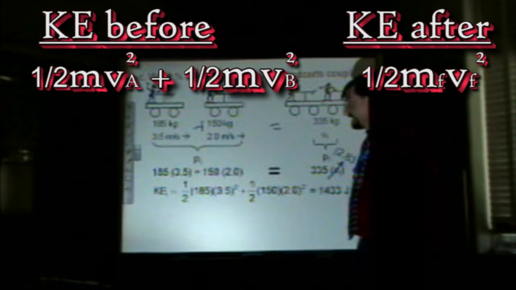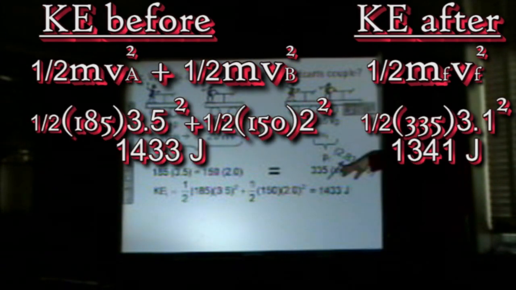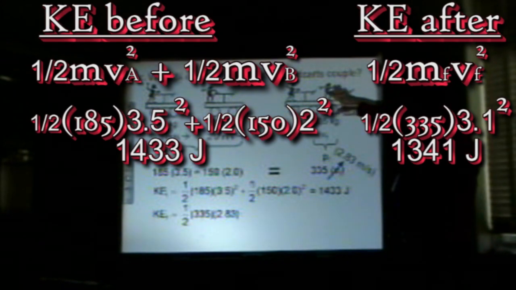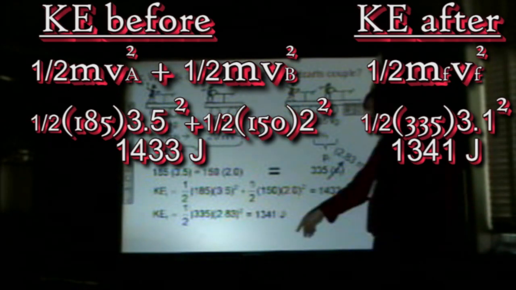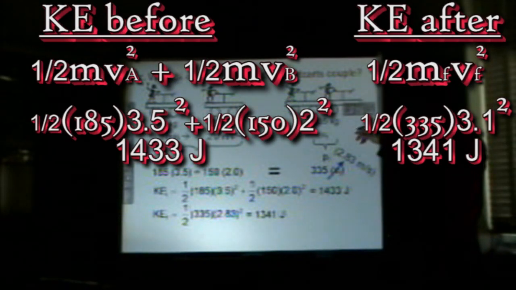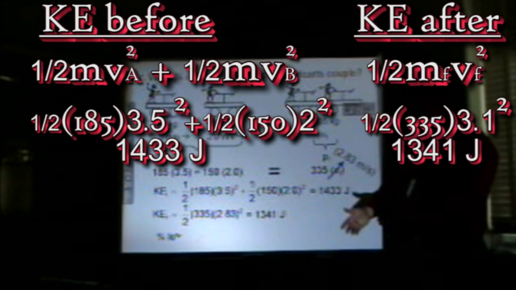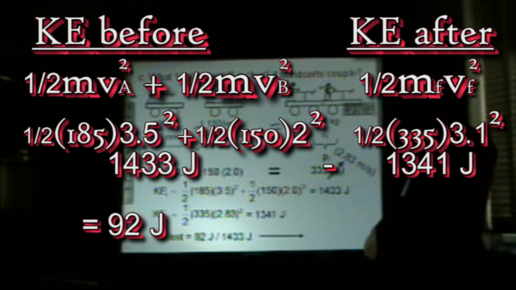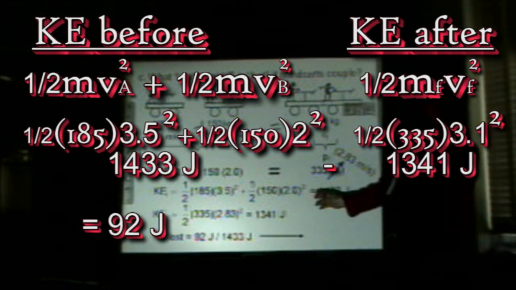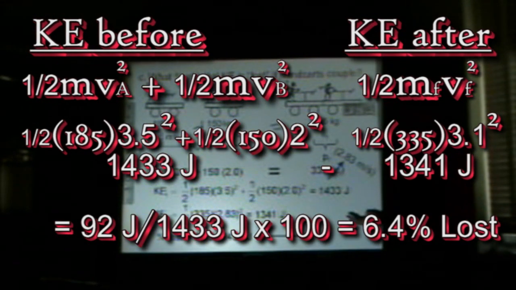That's all our energy that exists before they come together. And then we have a mass and a velocity now, so after our collision, it's just 1/2 mv squared of this stuff. And we find the answer of this is 1,433 joules. This is 1,341 joules. We want to know what percentage. How do we find percentage? Well, you subtract how much is lost, divide by what you had, times 100.